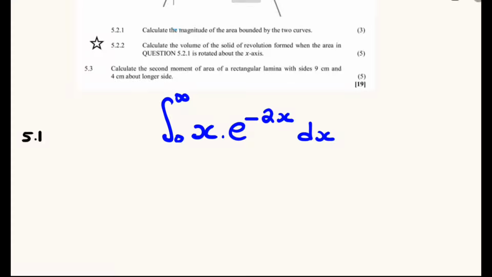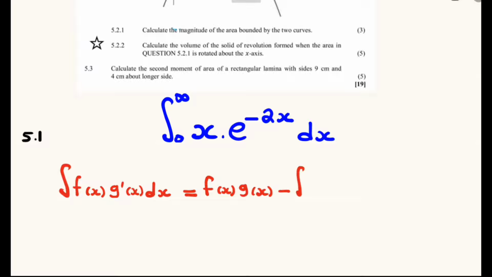And the formula available in the formula sheet is the integral of f of x multiplied by the derivative of g, the g prime of x, dx, which is equal to f of x multiplied by g of x, minus the integral of g of x multiplied by the derivative of f of x, the f prime of x, dx.